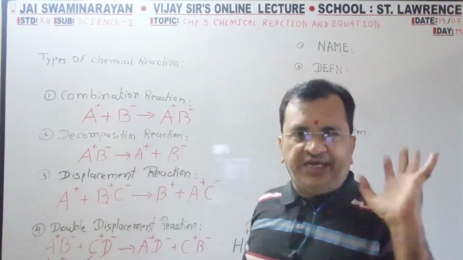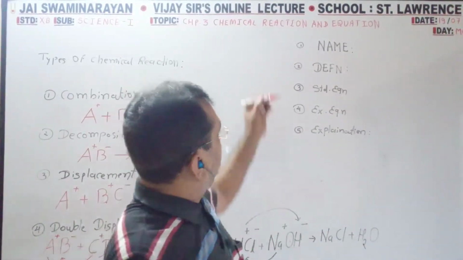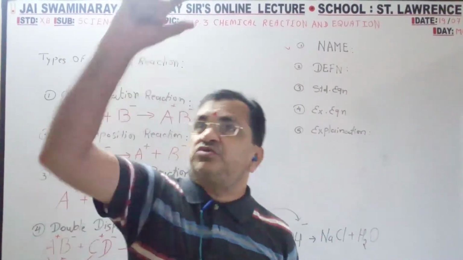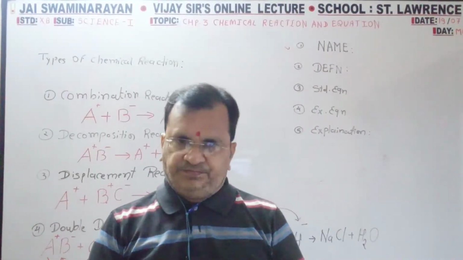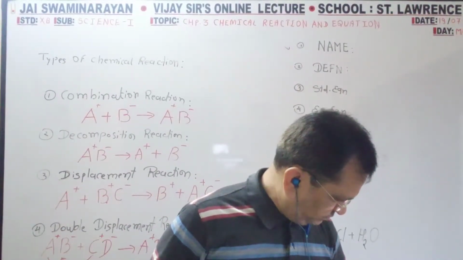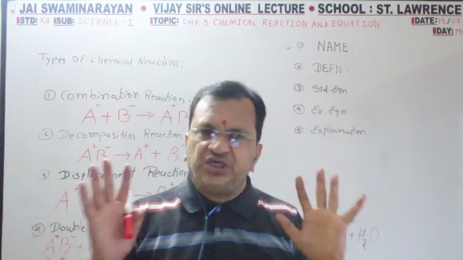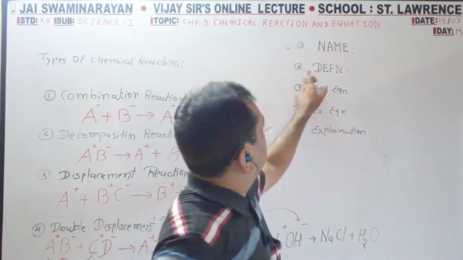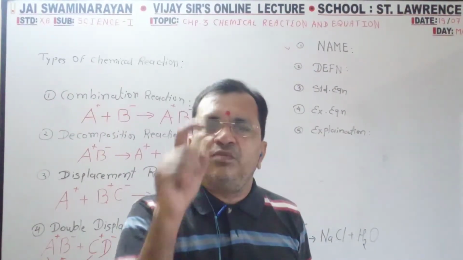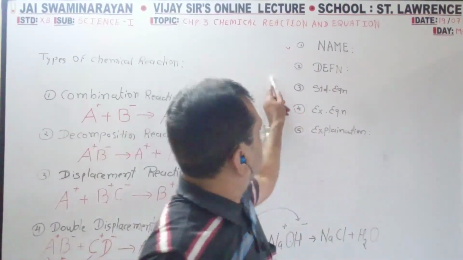Write about combination reaction. You will write the name, combination reaction, on the red margin. That is your heading. First you will just write combination reaction. Then you will write the definition of combination reaction. When 2 or more elements combine to form one compound, that is a combination reaction.